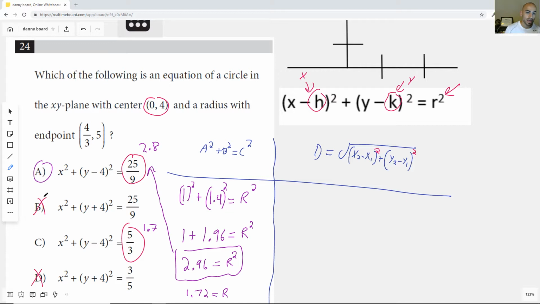Now, I didn't have to necessarily calculate this. I can see that 3 only goes into 5 one time. And since my whole number here is 2, this would have to be my answer, or A would have to be my answer, because I know that 9 goes into 25 almost 3 times.